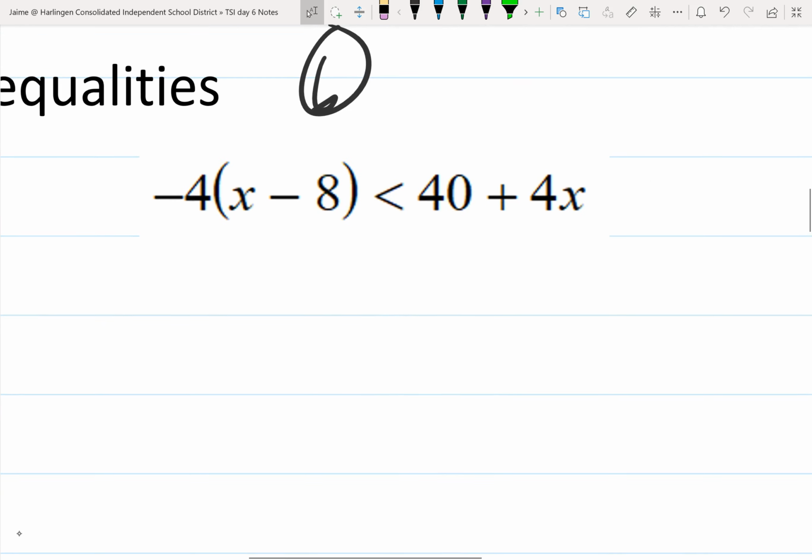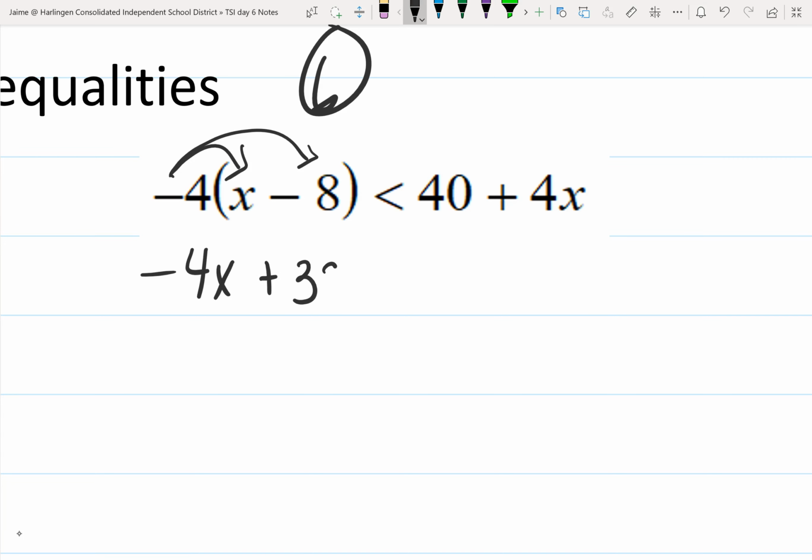Number 6. Negative 4 times x minus 8 is less than 40 plus 4x. Parentheses first. Negative 4 times x, well that's negative 4x. Negative 4 times negative 8, positive 32. It's less than 40 plus 4x.